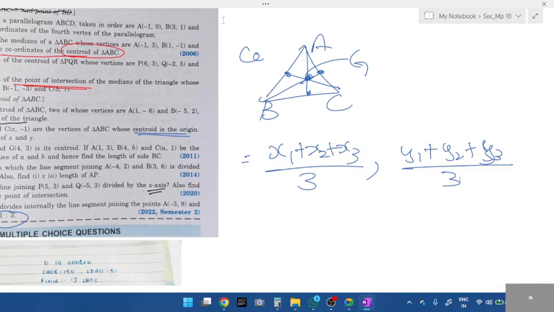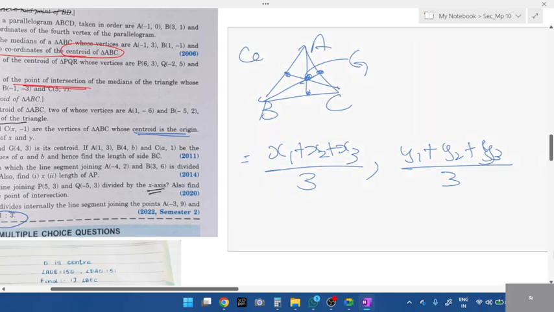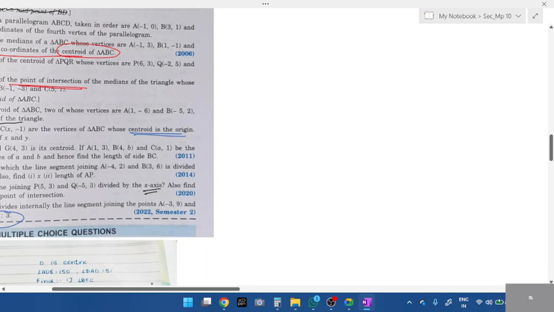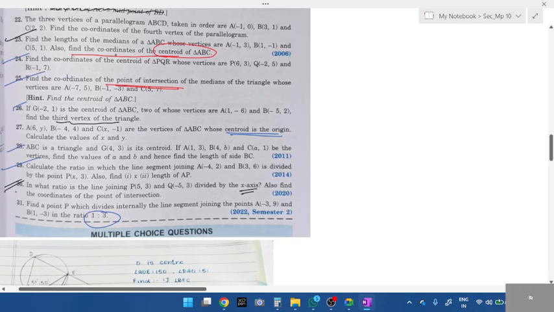Okay, we'll start solving a few questions. Whenever centroid is given, we use only one formula for centroid. First, find the length of the median of triangle ABC whose vertices are given. Median and centroid, both are the same, students, the meaning is the same. What is the length of the median of ABC?